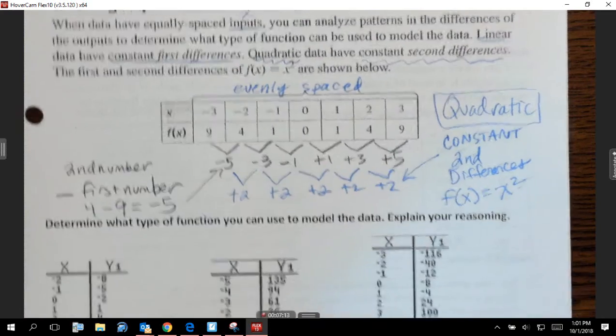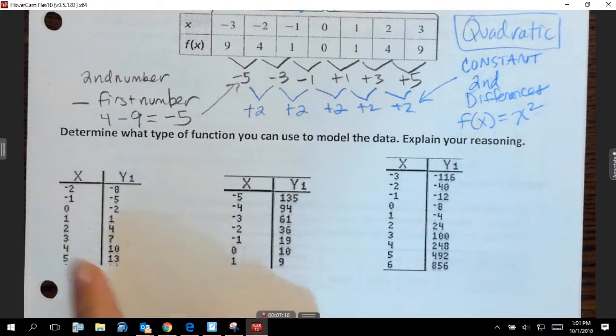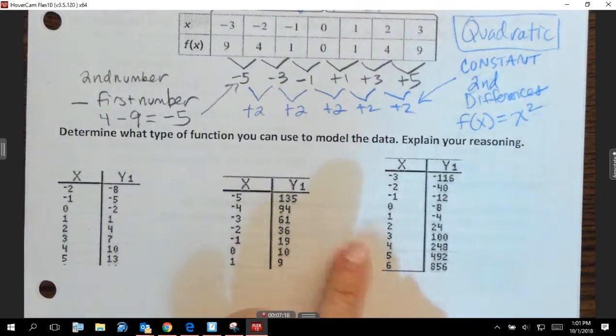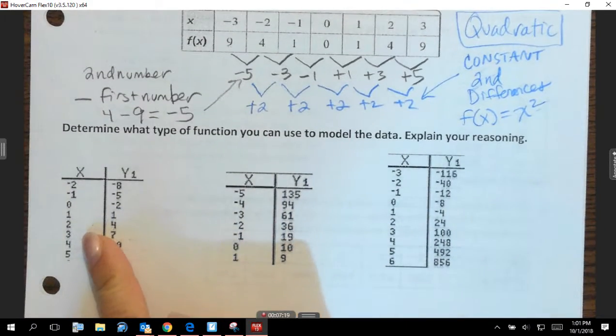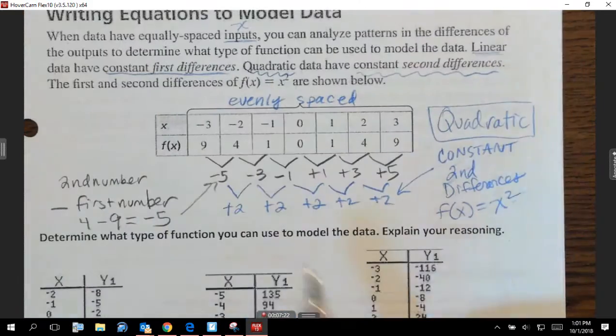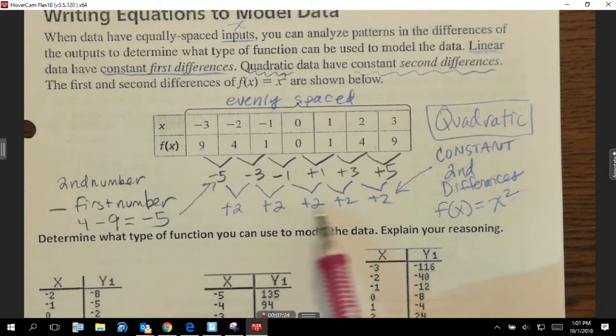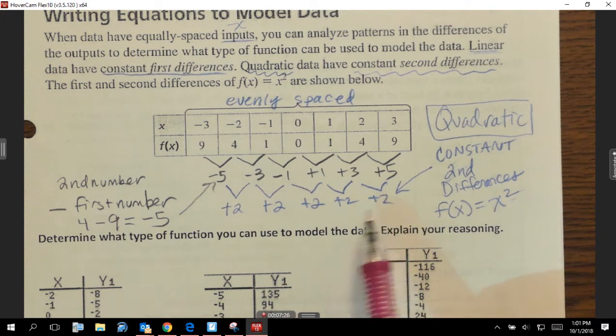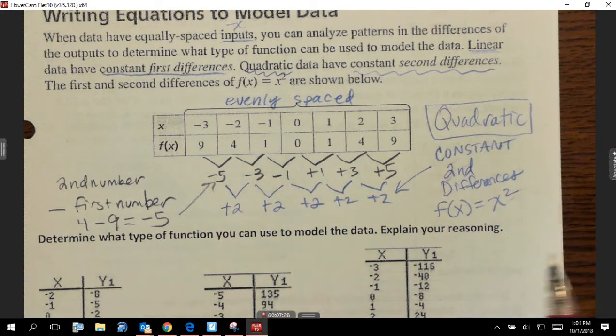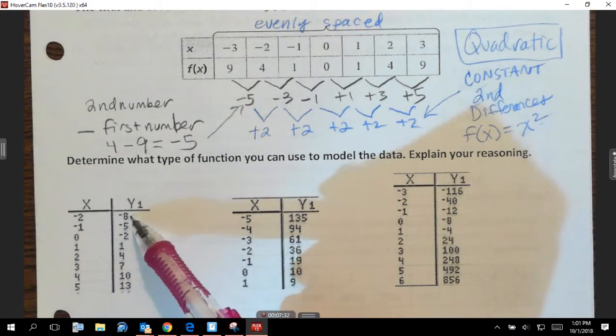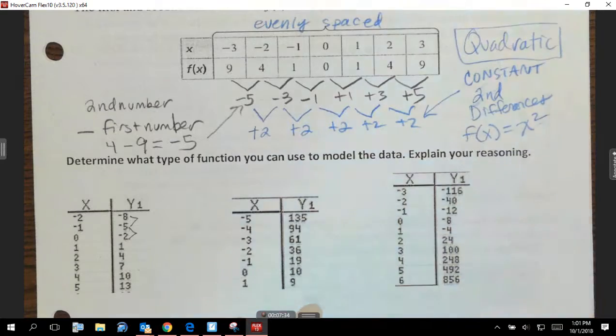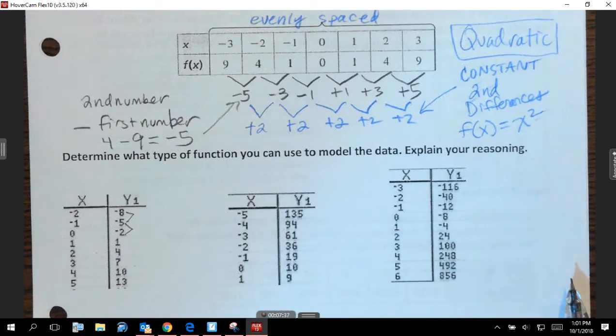So what I want you to do is try finding the differences for these 3 examples down here. And if they are not constant the first time, then do a second one. And if they're not constant the second time, then do a third one. Let's see how you do. Take a couple moments, and I want you to find these differences. We do it to the y value.